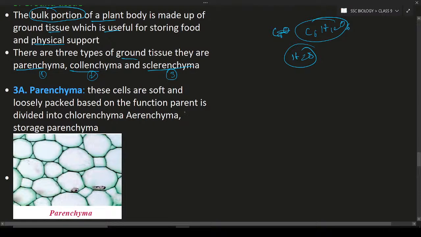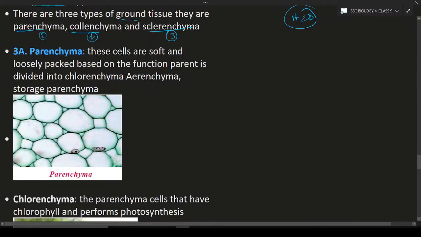Now, parenchyma. These are the cells that are soft and loosely packed, based upon the function. Parenchyma. This is not parent. This is parenchyma.